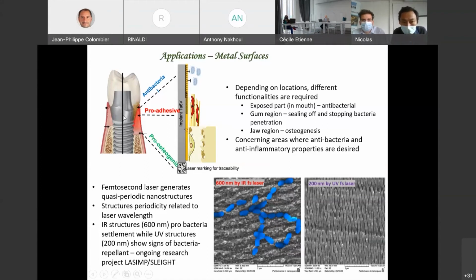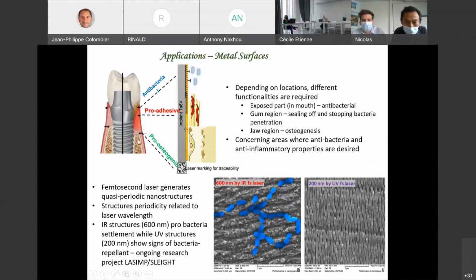And then if we look a little bit underneath in the gum region, then we want to have pro-adhesive properties to let the gum tissue attach firmly on the surface of the implants. This is to stop any bacteria proliferation on the upper part, so that they will not go into the lower part, which is the screw part.